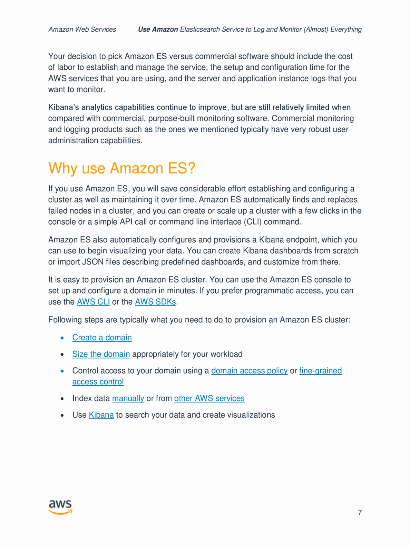It is easy to provision an Amazon ES cluster. You can use the Amazon ES console to set up and configure a domain in minutes. If you prefer programmatic access, you can use the AWS CLI or the AWS SDKs. The following steps are typically what you need to do to provision an Amazon ES cluster. Create a domain. Size the domain appropriately for your workload. Control access to your domain using a domain access policy or fine-grained access control. Index data manually or from other AWS services. Use Kibana to search your data and create visualizations.